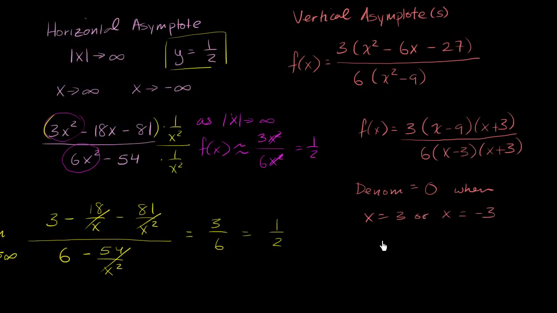Now, I encourage you to pause this video for a second. Think about, are both of these vertical asymptotes? Well, you might realize that the numerator also equals 0 when x is equal to negative 3. So what we can do is actually simplify this a little bit, and then it becomes a little bit clearer where our vertical asymptotes are.